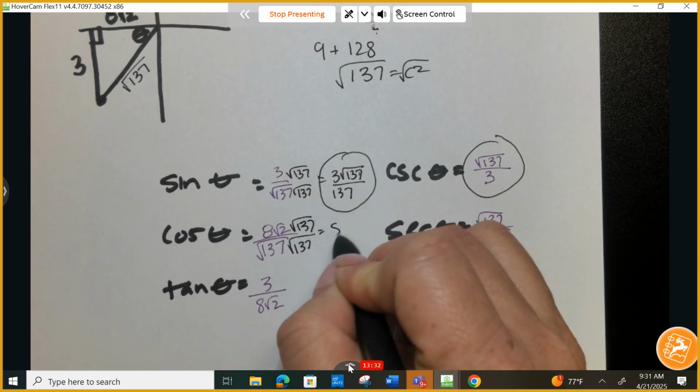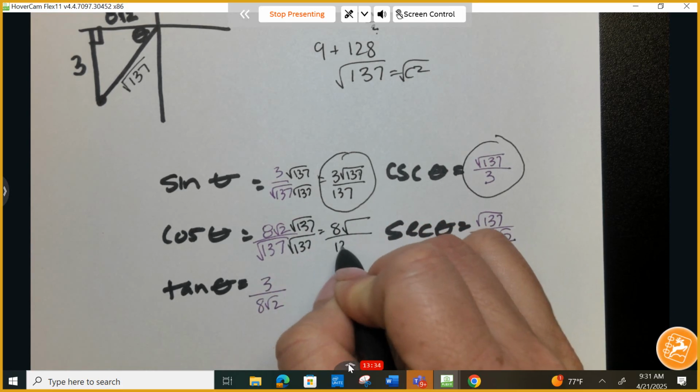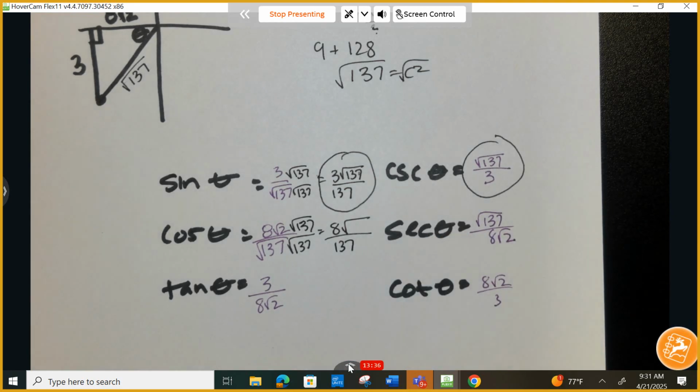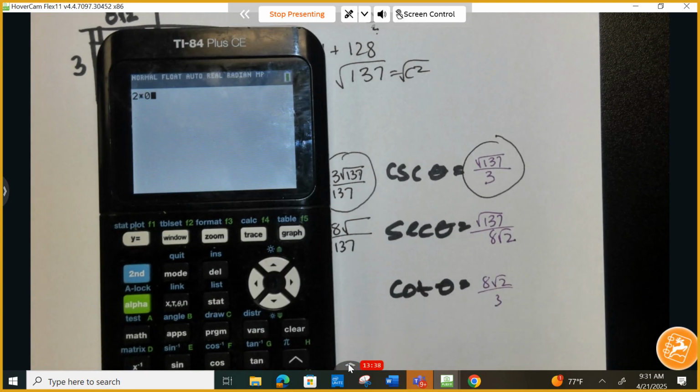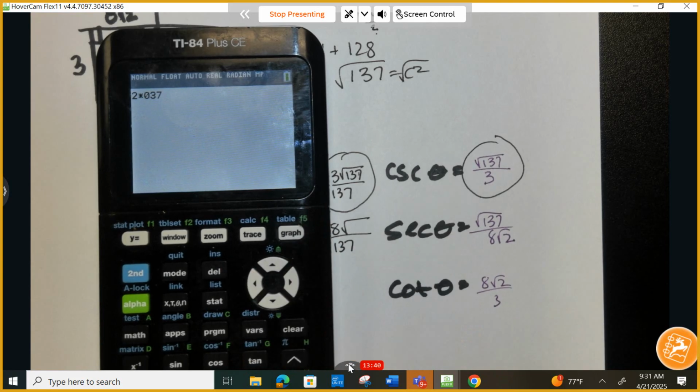So here we go. I get 8 on top. On the bottom I have 137 times the square root of 2. Now, what is 2 times 137? So let's take 2 times 137 and make sure I type that in correctly. And I have 274. I've got to check to see, can I break this down further? So here we go. Ready?